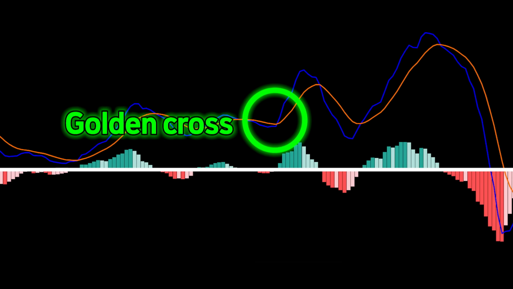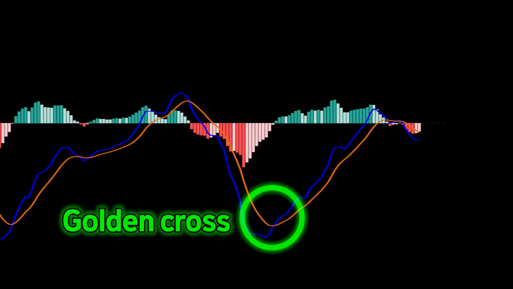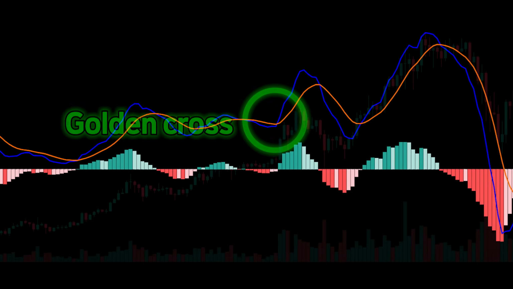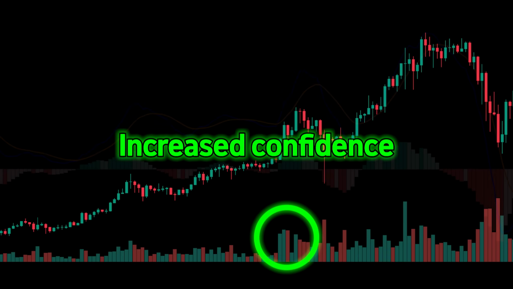A golden cross above the zero line means the long-term trend is already bullish, and short-term momentum is now confirming it. A golden cross below the zero line means you're still inside a bearish structure. That signal is far less reliable. If volume is also rising at the point of the crossover, confidence in the signal goes up another level.